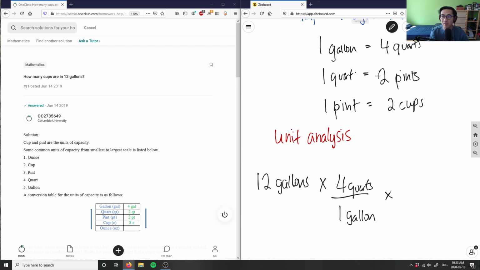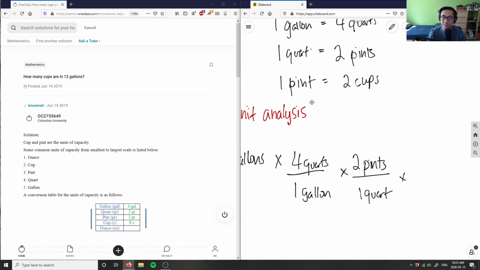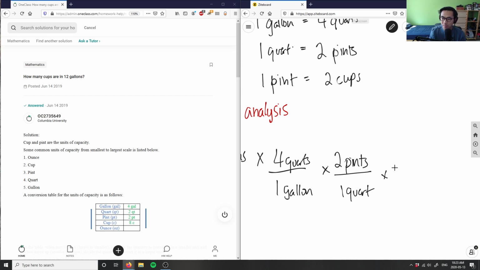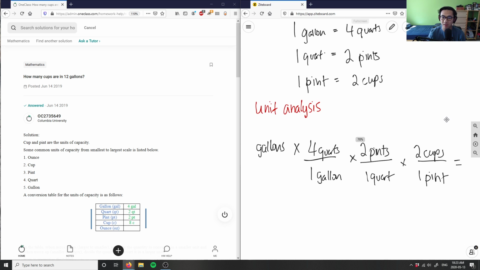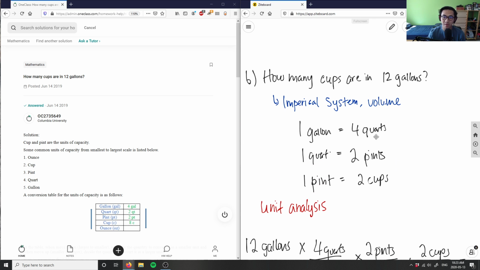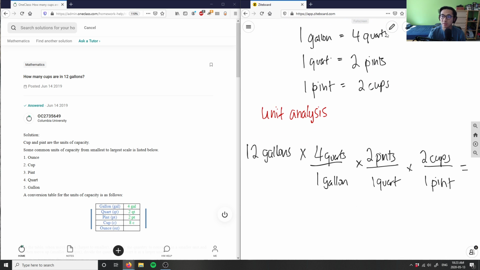And then multiply that by how many pints are in a quart? Again, it says here 2 pints in 1 quart. And then I'm going to multiply that by how many cups are in a pint? Well, I have 2 cups in a pint, right? So 2 cups in 1 pint. And once I see this unit cup here, I can stop my unit analysis, because again, it's asking how many cups are in 12 gallons, right? So again, units here are going to cancel out.